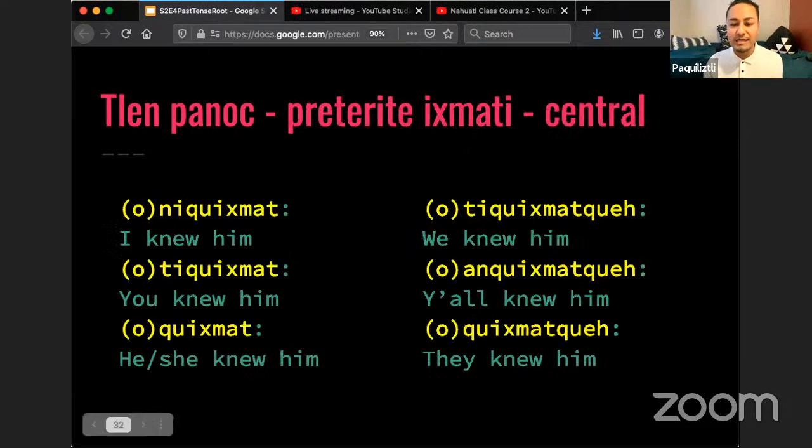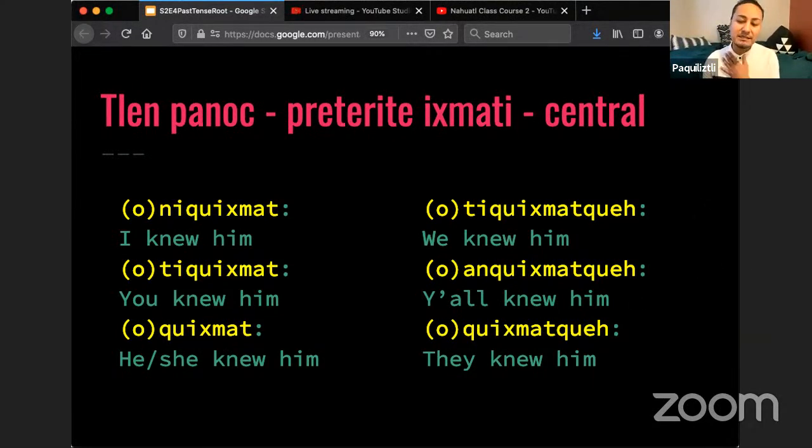Okay, so here I give you the example with the verb ishmati. So nikishmat or onikishmat, tikishmat, kiishmat or kishmat, or tikishmatke. So in the plural form, they do add the ke. So otikishmatke or ankishmatke. Notice that the I became an A. So in other words, they use an A or an E here. So it might be o enkishmatke or o ankishmatke. In our variety, we'll use the I. And o kishmatke, they knew him.